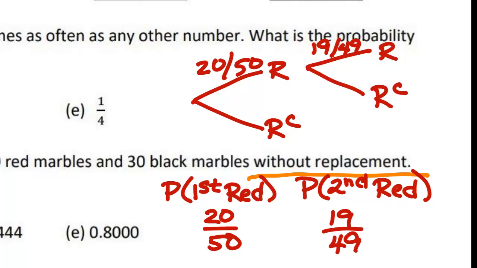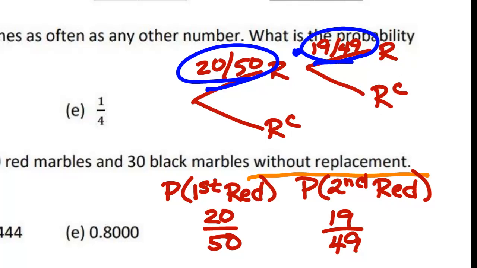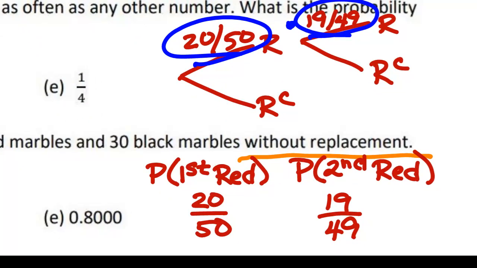To find the probability of the and, the intersection, we multiply along the branches. So I would multiply this with this to get the and, the intersection. So that's what I'm showing down here. I would multiply these two together.